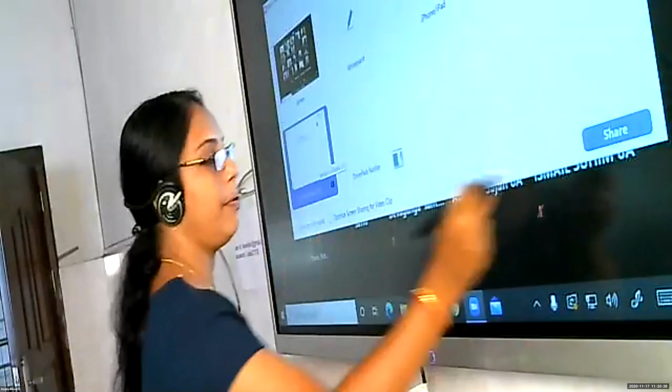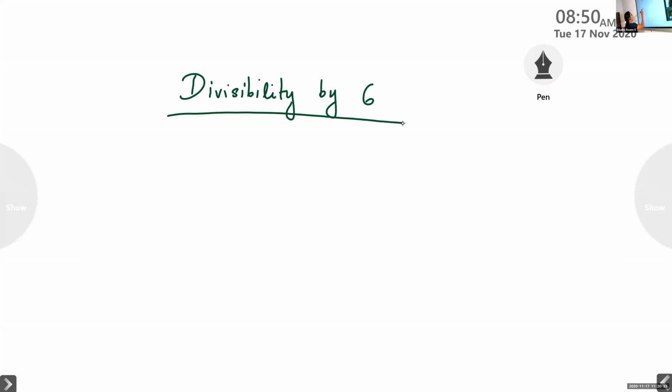One example I'll give you. Listen, children. One number is 212. First of all, you have to check divisibility by 2. Because there is no special rule for 6, you have to check both these rules, divisibility by 2 and divisibility by 3. If both are satisfied in one number, then the number is divisible by 6.